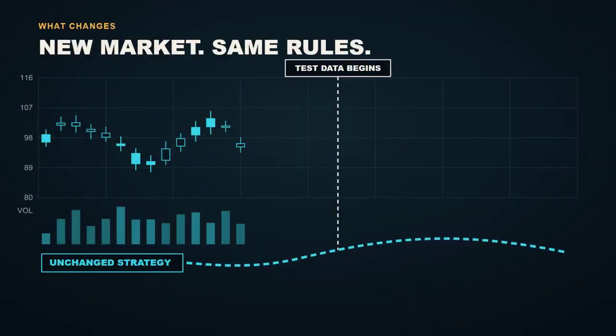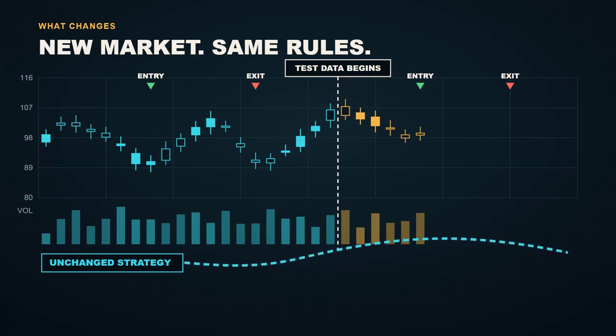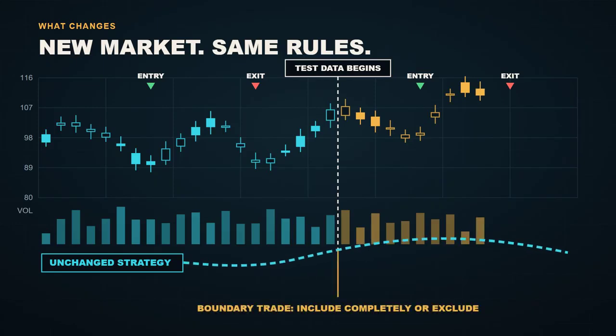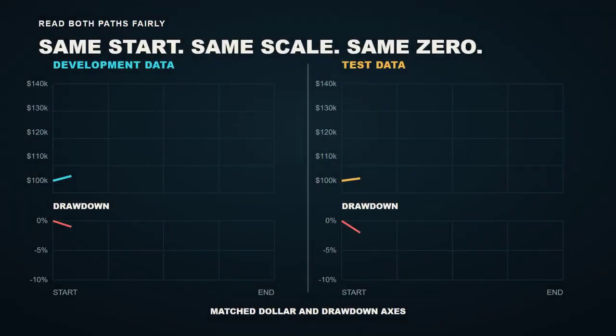Now let the unchanged strategy continue. The dates change, the prices change. Volume changes, signals appear in different places, so the trades and their results change too. But the rules that turn bars into signals, fills, costs, and exits stay identical. At the boundary, apply one declared rule to every trade. Do not quietly borrow part of a position from the development side to improve the test result.